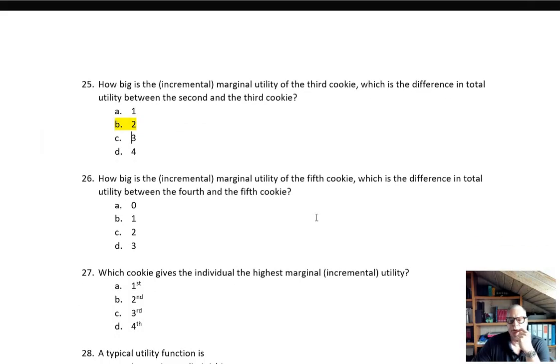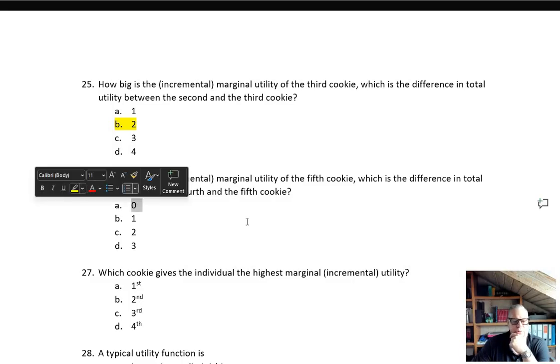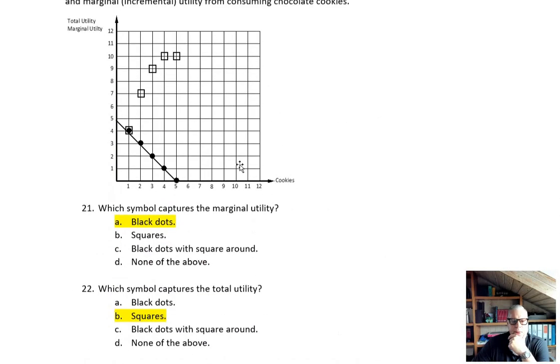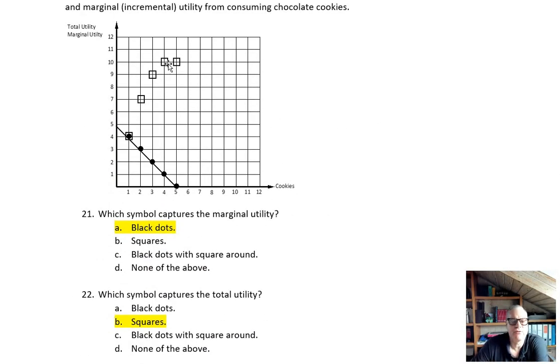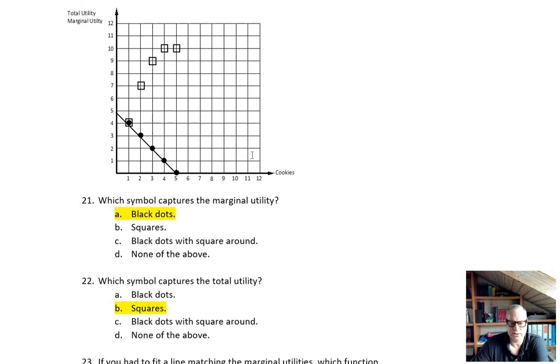How big is the incremental marginal utility of the fifth cookie, which is the difference in total utility between the fourth and the fifth cookie? I still remember that was the 0, because eating 4 cookies gives you a total utility of 10. Having a fifth cookie still has the same utility of 10, so the extra utility is 0.